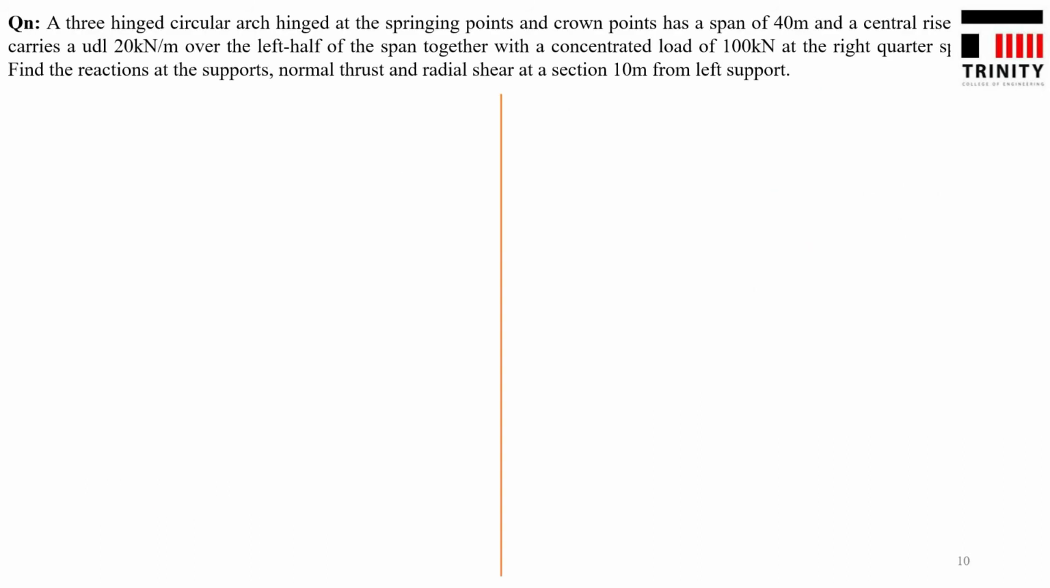So first question: a 3-hinge circular arch hinged at the springing points and crown point has a span of 40 meter and a central rise of 8 meter. It carries a UDL of 20 kilonewton per meter over the left half of the span together with a concentrated load of 100 kilonewton at the right quarter span point. Find the reactions at the support, normal thrust and radial shear at a section 10 meter from left support.